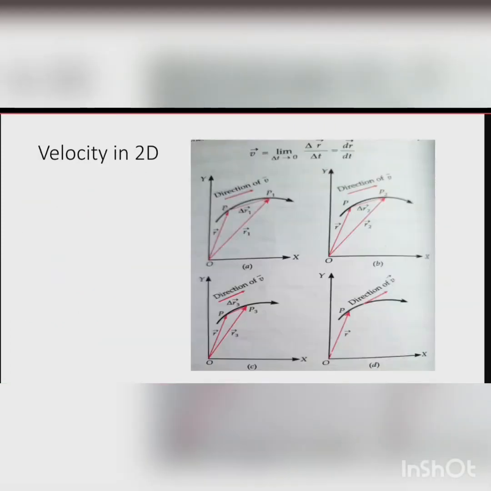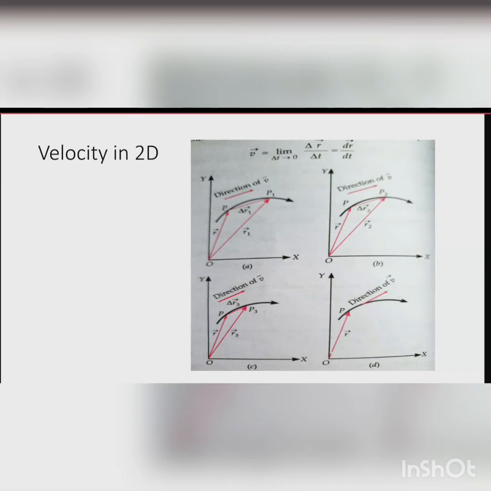Next is how do we represent velocity in 2 dimensions? Obviously, if we are using vector notation for displacement, we use vector notation for velocity also. Now again, refer to the diagram. We have 4 figures, A, B, C, and D.